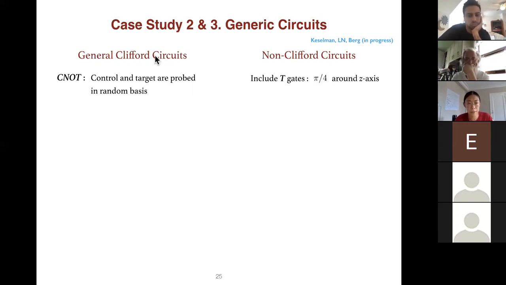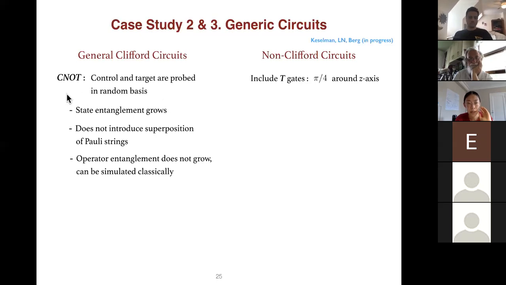So let's start from the general Clifford circuits. The general Clifford circuits have CNOT gates whose control and target bits are probed in a random basis. Previously in the special Clifford circuit, the control and target bits are probed only in the Z axis. But here we choose a random basis for the CNOT, so it becomes more general. When we have this more general CNOT gate, the entanglement of the state in the circuit will grow, unlike the previous special Clifford case where the state entanglement does not grow. But the state entanglement growing does not forbid us from simulating this general Clifford circuit on a classical computer, because the operator entanglement does not grow.